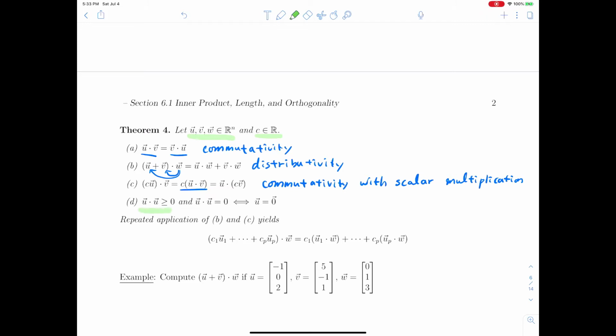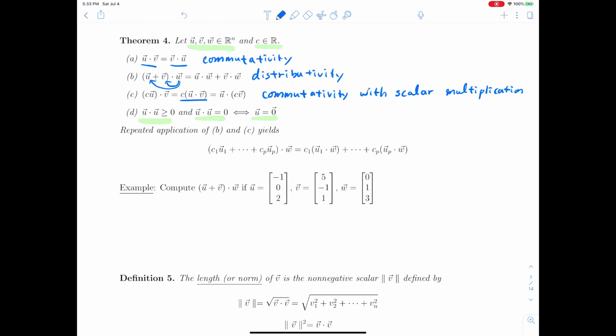And u dot u is greater than or equal to 0, and u dot u equals 0 only if u equals 0. If you apply properties b and c simultaneously, then (c1u1 plus and so on plus cpup) dot w equals, first distributing w into the parentheses and then factoring out the coefficients, c1 times (u1 dot w) plus and so on plus cp times (up dot w). You can use this to calculate the dot product a little bit easier.